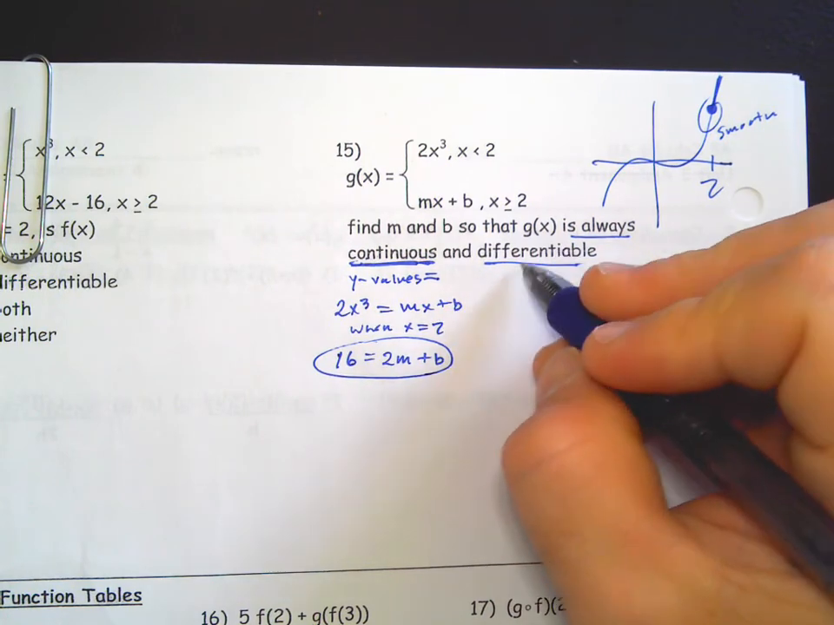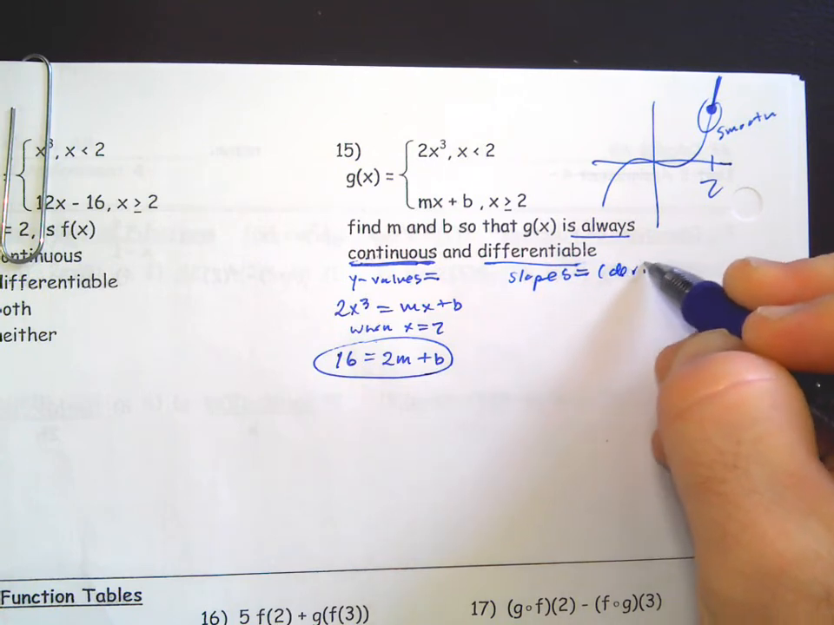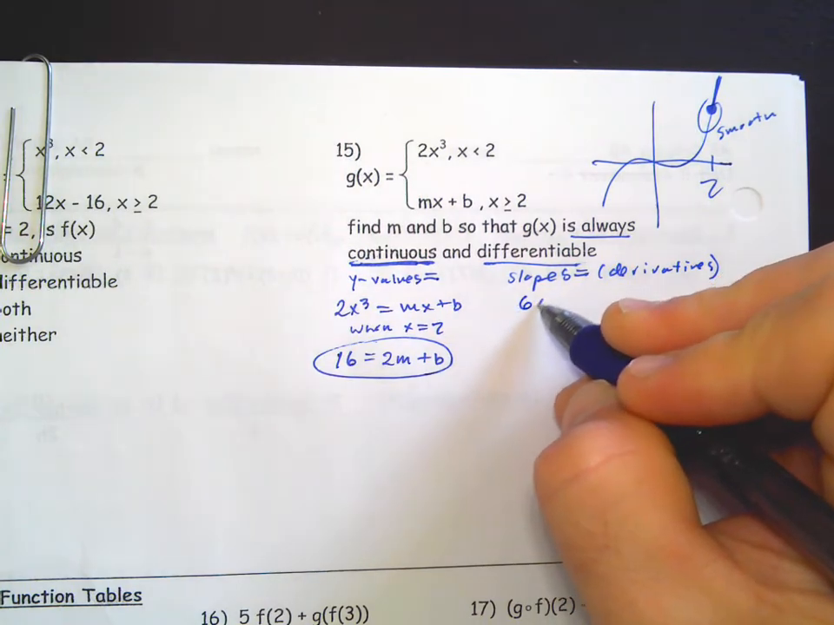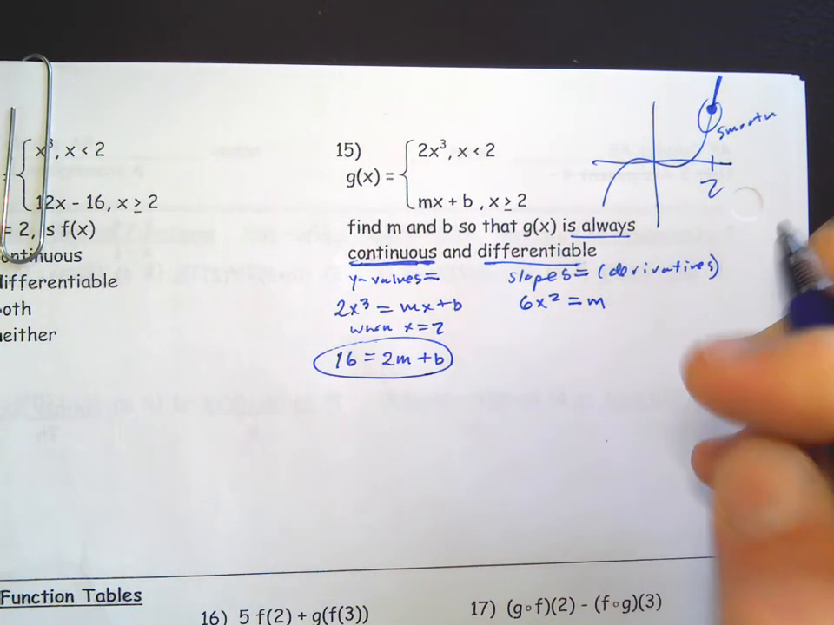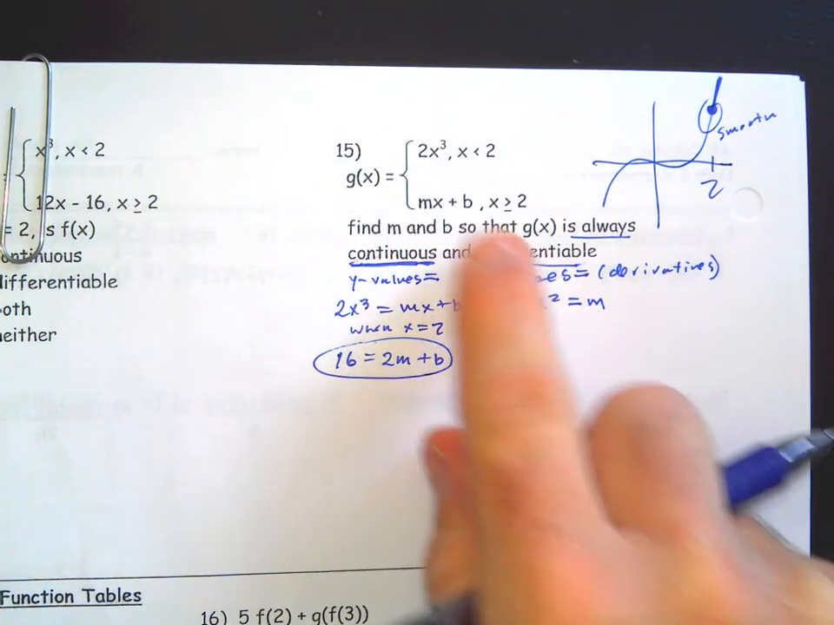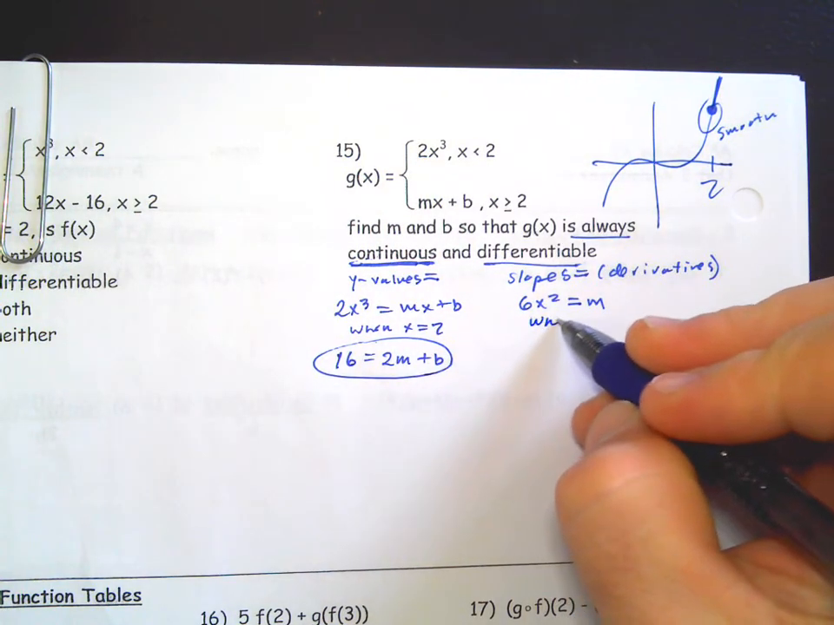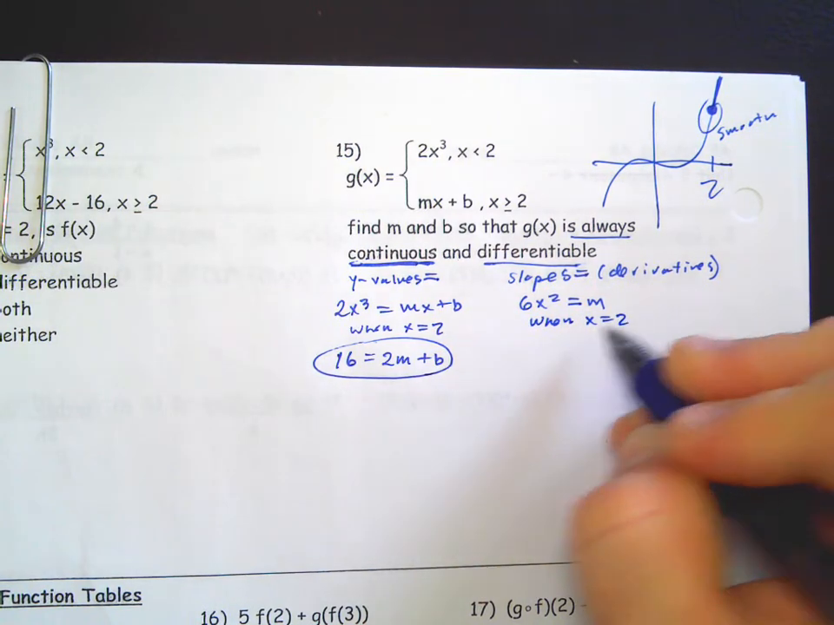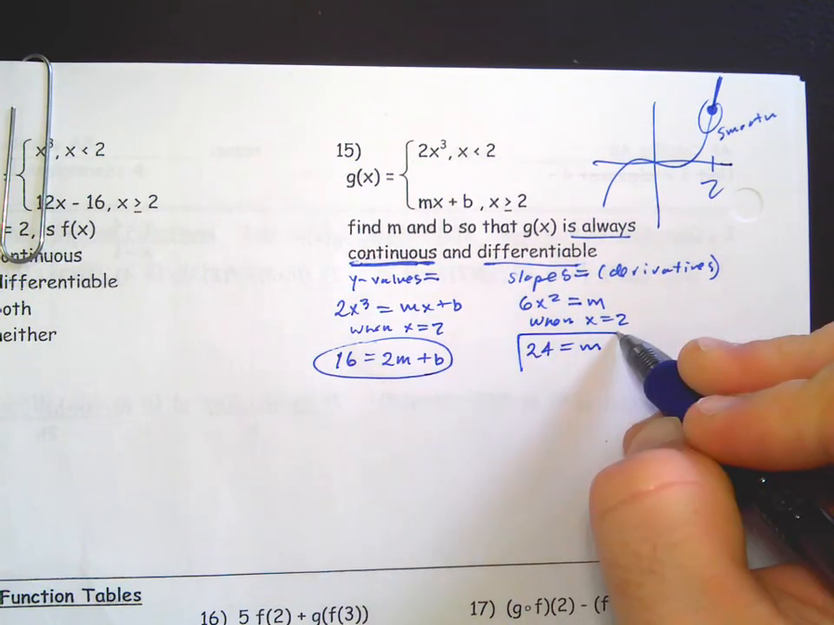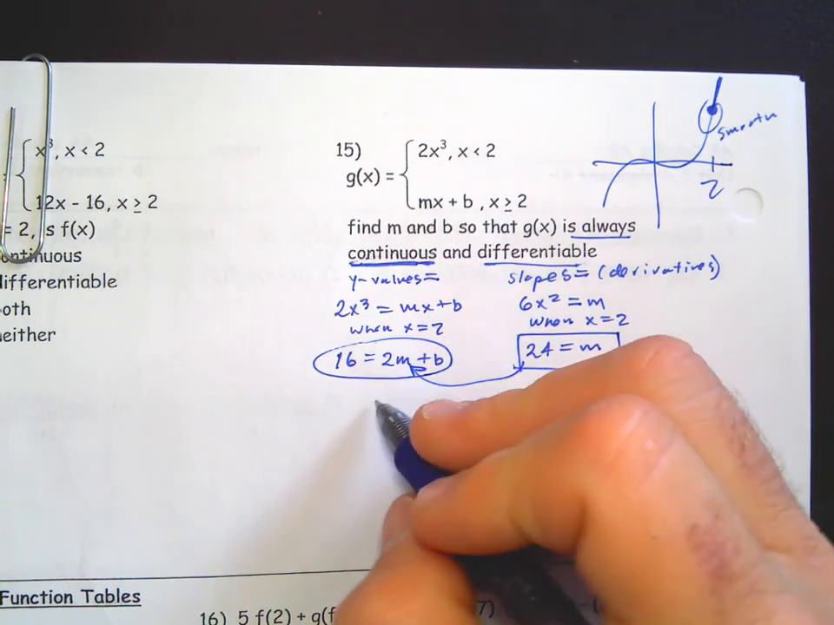For it to be differentiable, the slopes have to be equal to each other, right? The derivatives. So that means that 6x squared has to equal m, right? The derivative of 2x cubed is going to be 3 times 2 is 6x squared, power rule. Derivative of mx plus b, the slope of the line is m. And this specifically needs to be true when x equals 2, not all the time. So you plug 2 in here and you get 24 equals m. Well, there you go. There's half of your answer. M has to be 24, and then you can plug it into this. You essentially get a system of equations. Pretty easy one, though.